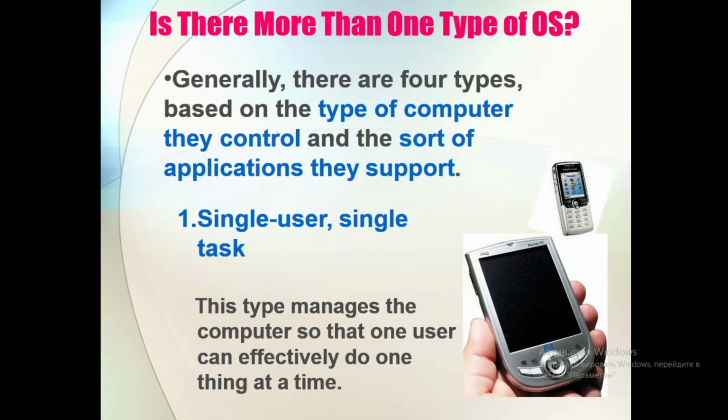Is there more than one type of operating system? Generally, there are 4 types based on the type of computer they control and the sort of applications they support. First, single user, single task. This type manages the computer so that one user can effectively do one thing at a time.